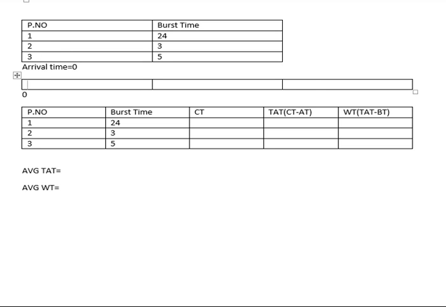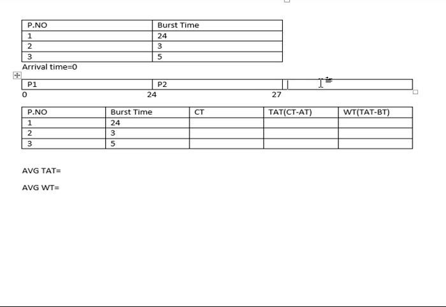So I'll go with the first process now, that is P1. The burst time required for P1 is 24. So I'll write it directly here, 24. The next process is definitely P2. It will be 24 plus 3, that is 27.